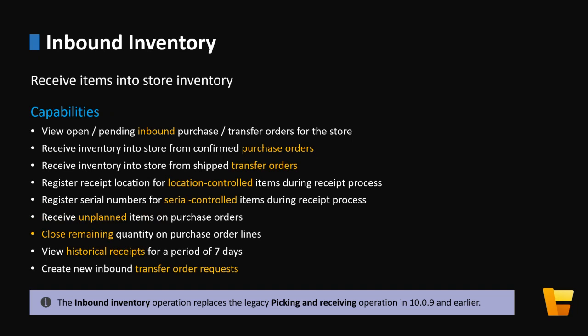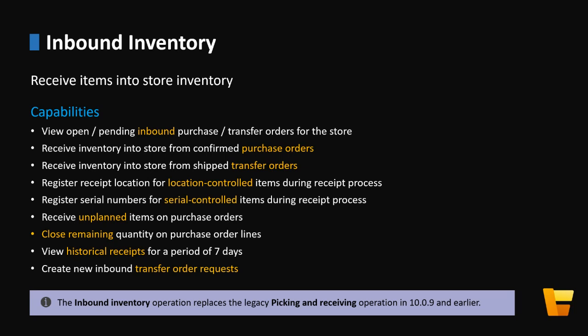Now let's get into our first inventory operation, inbound inventory. At a high level, this operation facilitates you to receive the inventory or the products into your store warehouse. In this operation, users can view the list of open or pending inbound orders for the store, and those orders indicate a plan for the inventory that will arrive at the store.